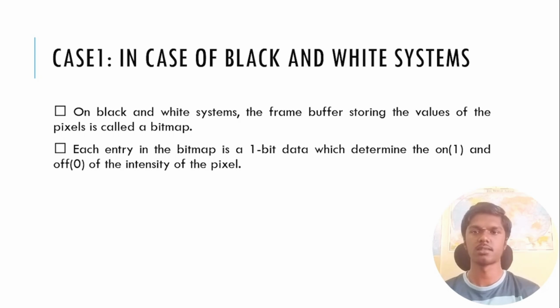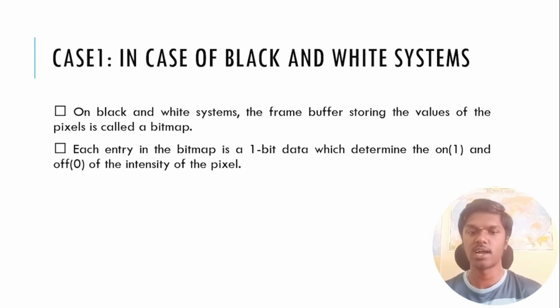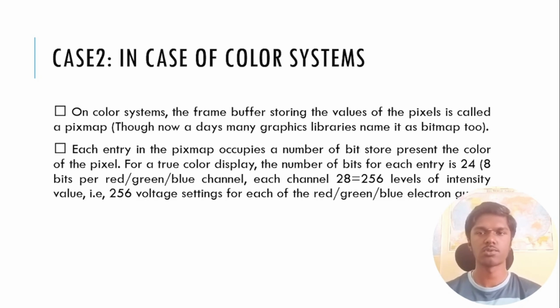So there are two cases in these raster scan displays. Case one is in the case of black and white systems. On black and white systems, the frame buffer storing the values of pixels is called a bitmap, and each entry in the bitmap is 1-bit data which determines the on, that is 1, and the off, which is 0, of the intensity of the pixel.